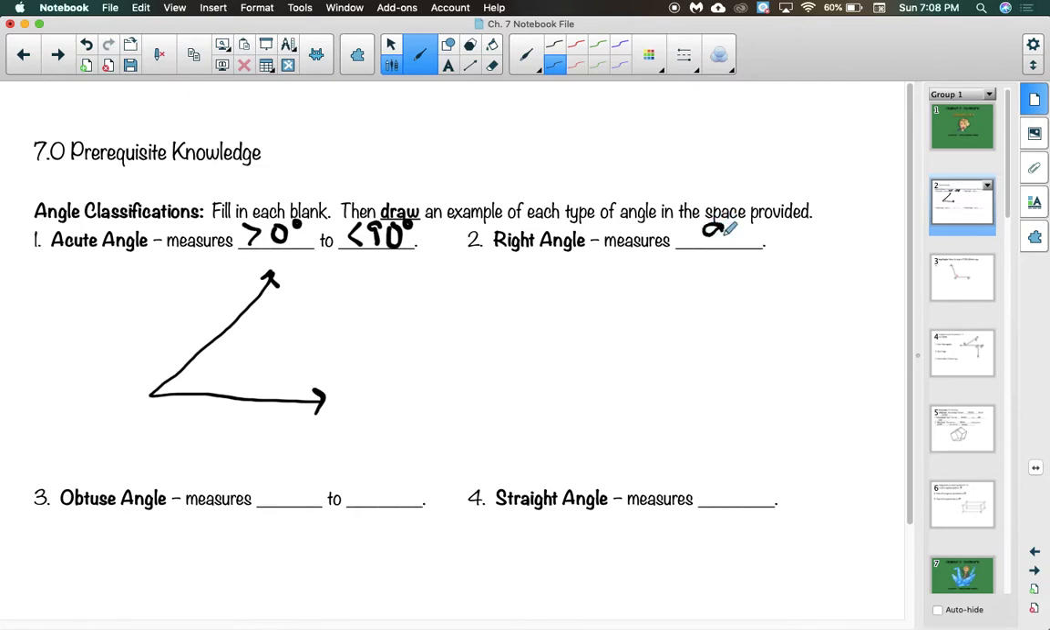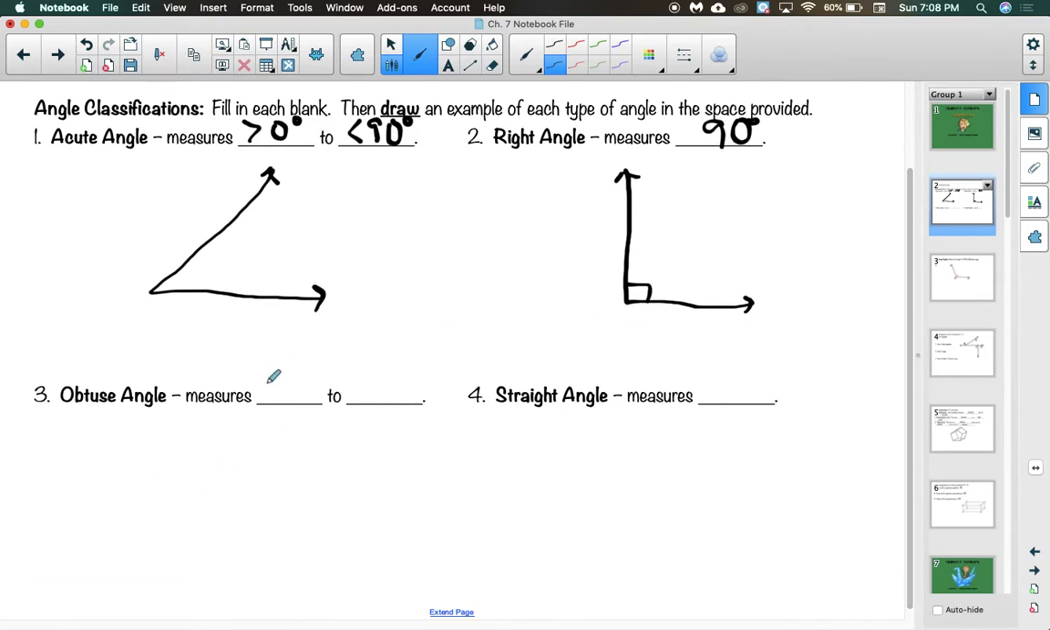A right angle measures exactly 90 degrees. So a right angle looks like a sharp corner, like the corner of a room, and usually they'll draw the box in the corner, in the angle to prove that it's 90 degrees. An obtuse angle is a larger angle. They're greater than 90 degrees and less than 180 degrees. So we'll draw an example of an obtuse angle. Okay, so this is larger, open more than a 90-degree angle.